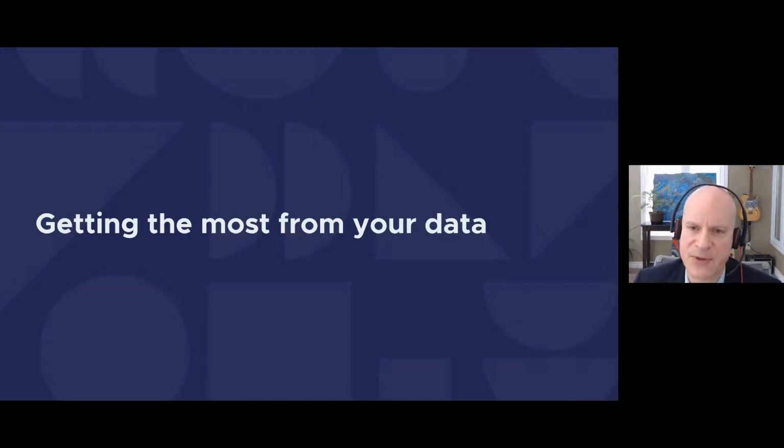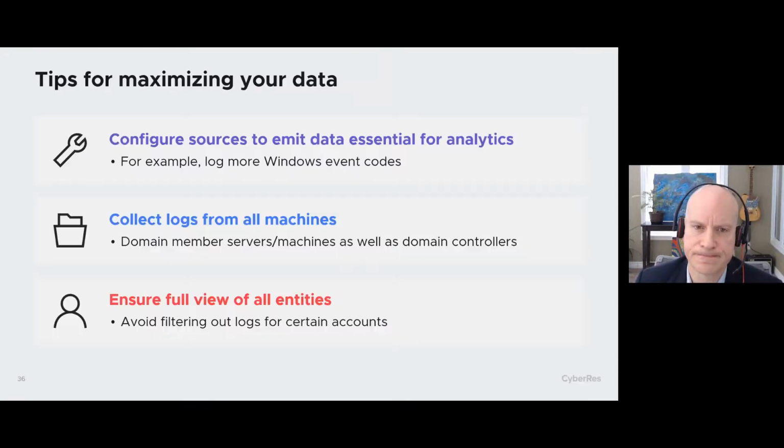Wrapping up, here are some tips for maximizing your data based on situations we often encounter with customers. First, ensure that you configure your systems to emit all events upon which ArcSight Intelligence analytics rely. There is a specific set of Windows event codes, subcodes, and login types, for example, required to provide the best possible coverage in Active Directory data.